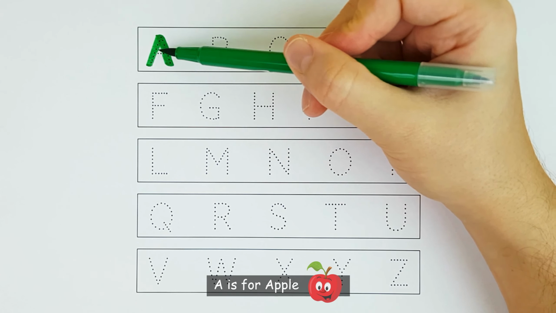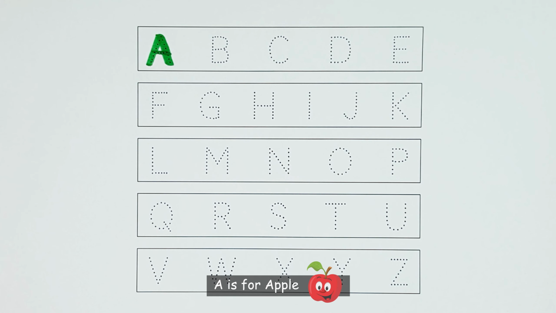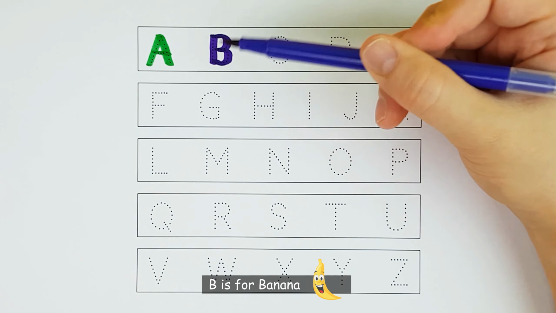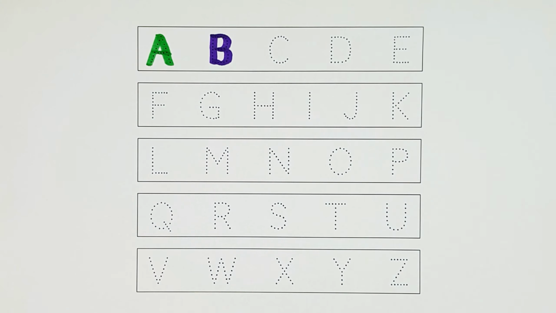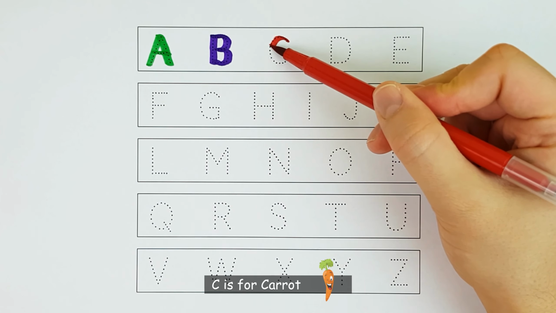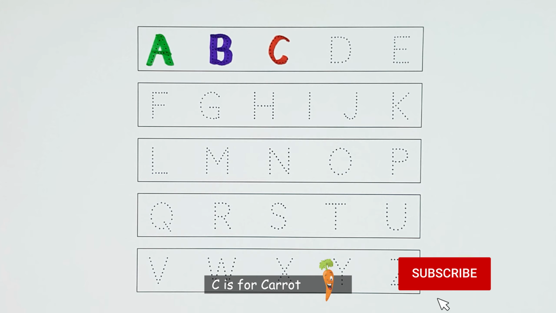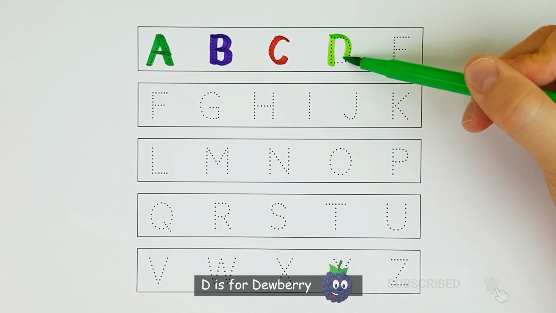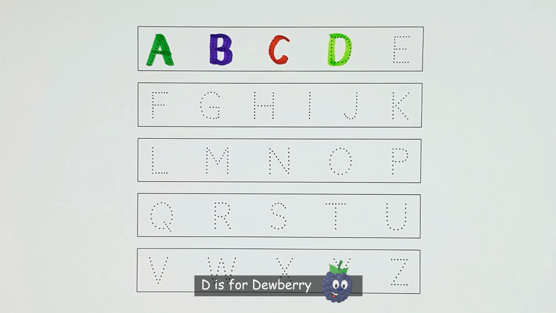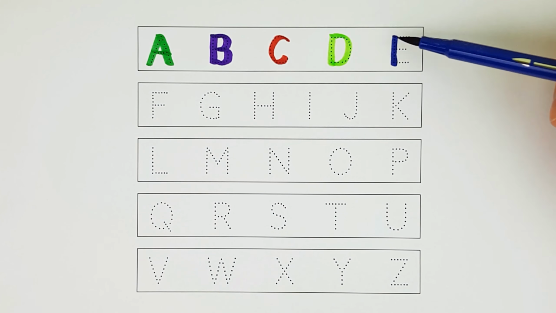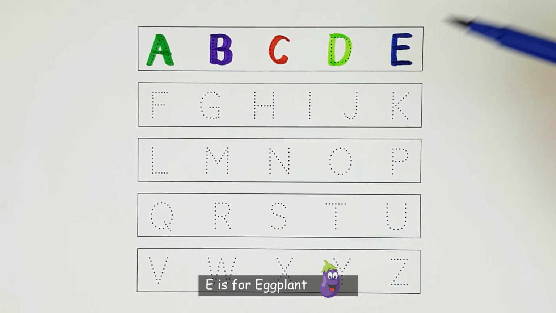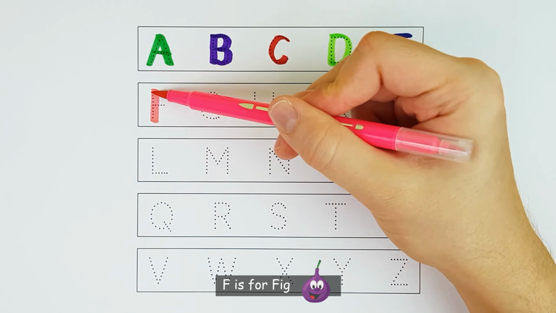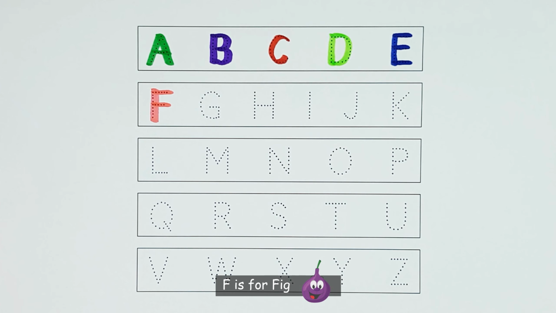A. A is for apple. B. B is for banana. C. C is for carrot. D. D is for dewberry. E. E is for eggplant. F. F is for fig.